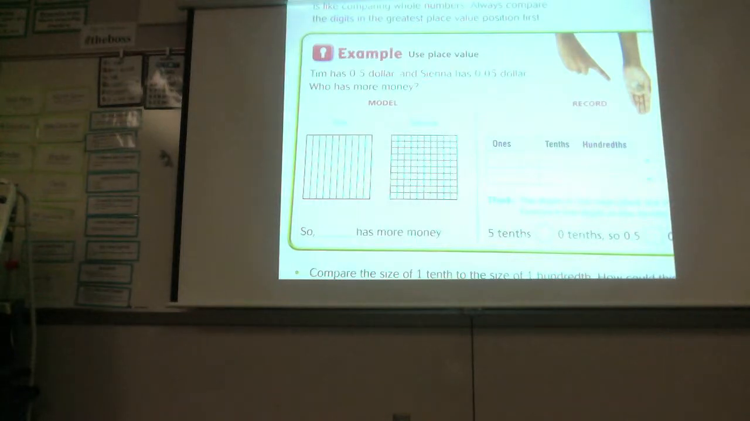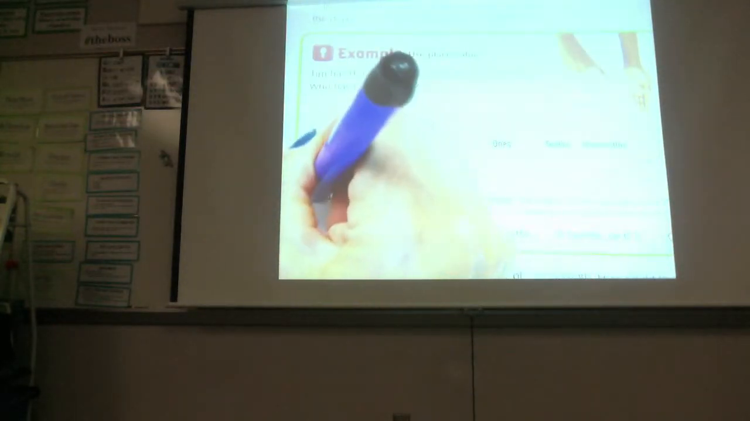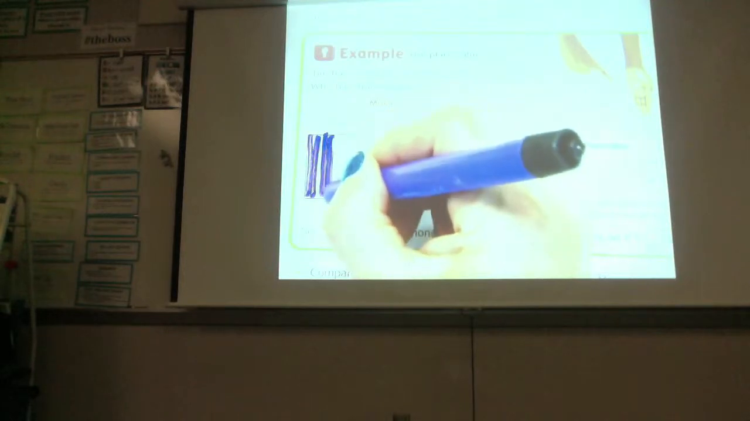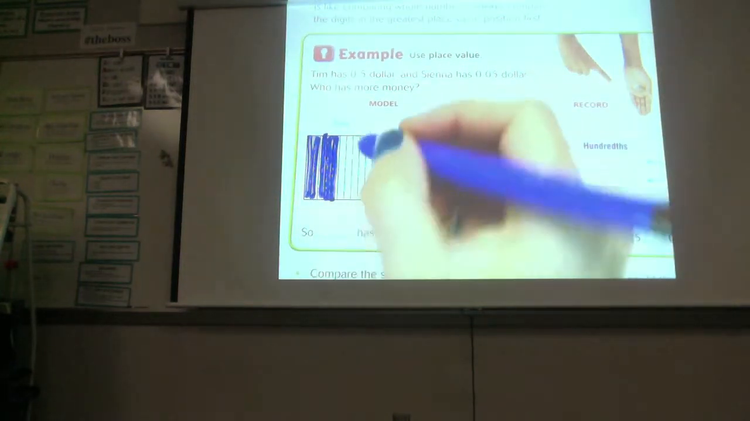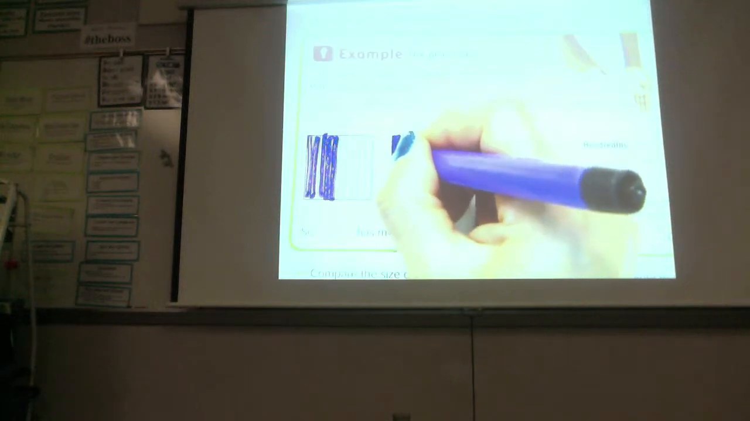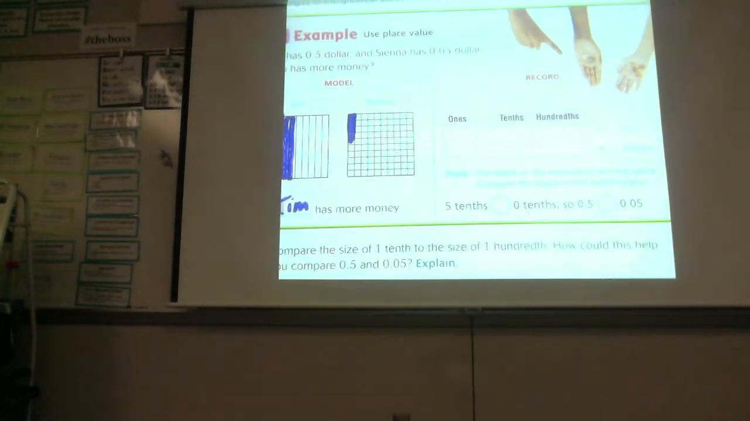Who would like to explain to me how they modeled Tim's? Rachel, how did you do Tim's? I did 5 columns. 2, 3, 4, 5. Okay, there's Tim's. Who would like to share? Aaron, why don't you tell me how you did Sienna's? 5 little squares. Okay. So looking at this, who has more? Everybody. Tim. Look at the place value model.